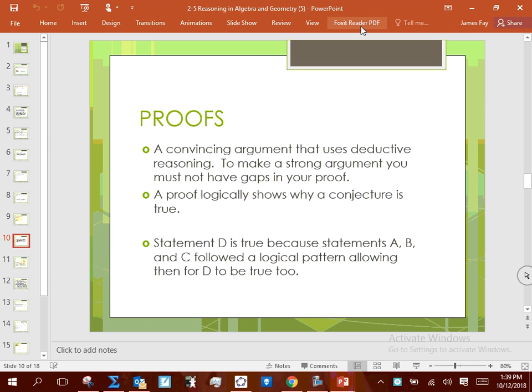There's no math guidance there. Does that kind of make sense? It's more structure. This is how I'm going to go about writing a proof. That should help. Proofs, by definition, are convincing arguments that use deductive reasoning. To make a strong argument, you must have no gaps in your proof.